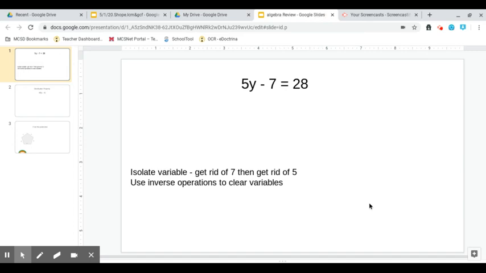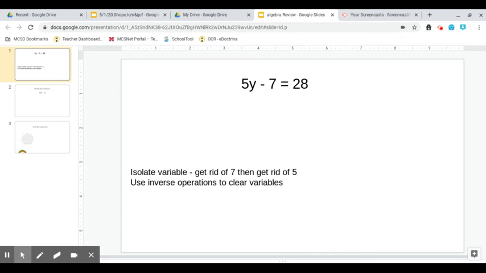Okay, we are going to do some review of algebraic things. First thing we're going to review is solving algebraic equations. And then we're going to do distributive property and making sure we have equivalent expressions.